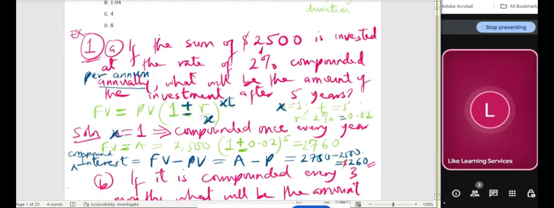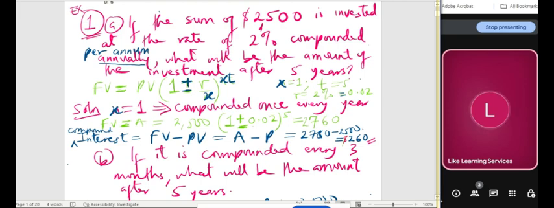And of course, you can use that to find the interest. The compound interest itself is that future value minus the present value, so that you know what the interest is, which is like saying amount minus principal. I think we got this to be 2,760 as the amount. So the interest will be amount minus principal, which is 260.